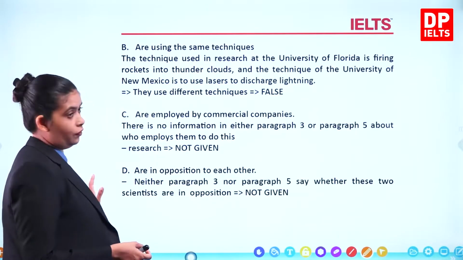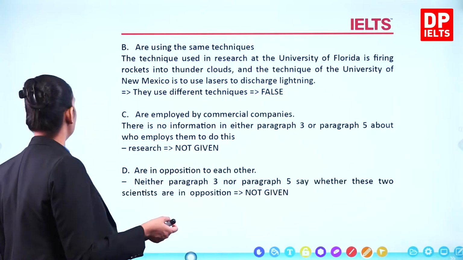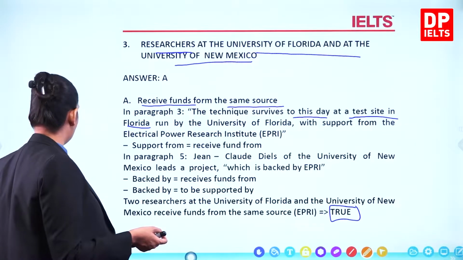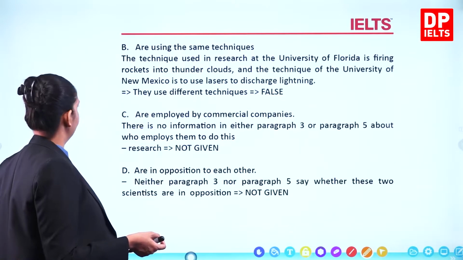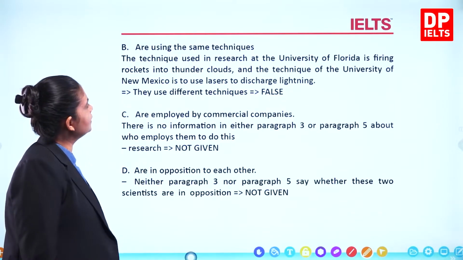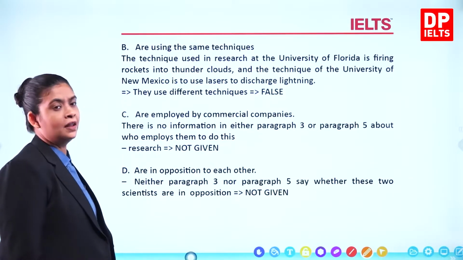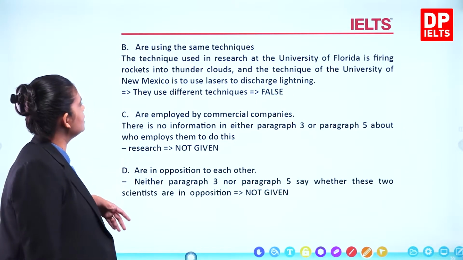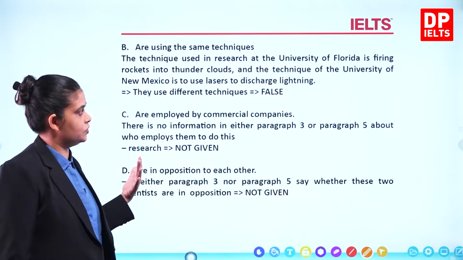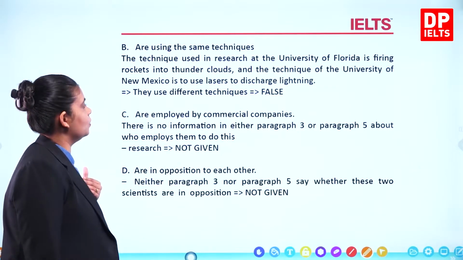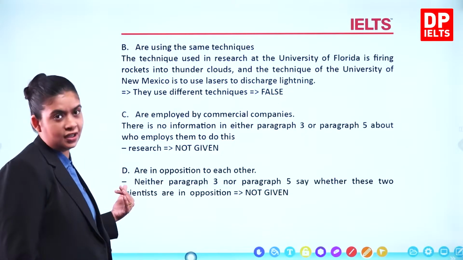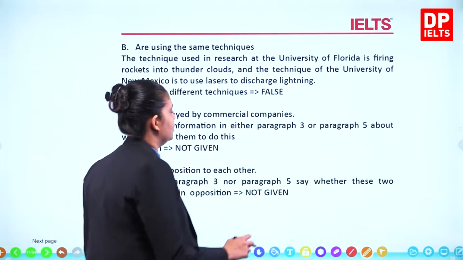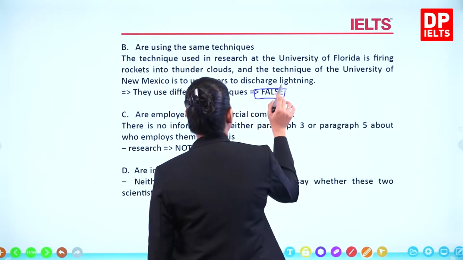Question number B, or rather, the other answers. Now, I told you that the answer is A here, but we have to have a look at the other answers and see why are they wrong, right? Are using the same techniques, right? The technique used in the research at the University of Florida is firing rockets into thunderclouds, and the technique used in New Mexico is to use lasers to discharge the lightning, okay? Therefore, there are two different techniques clearly given to you. Therefore, the answer is false.